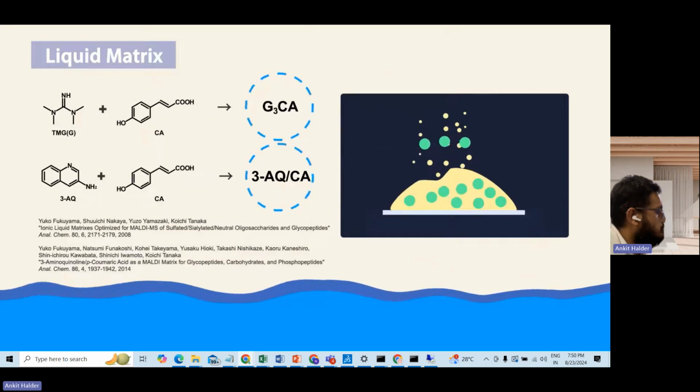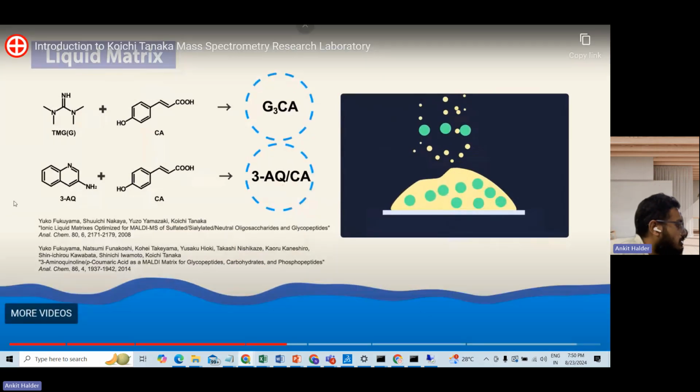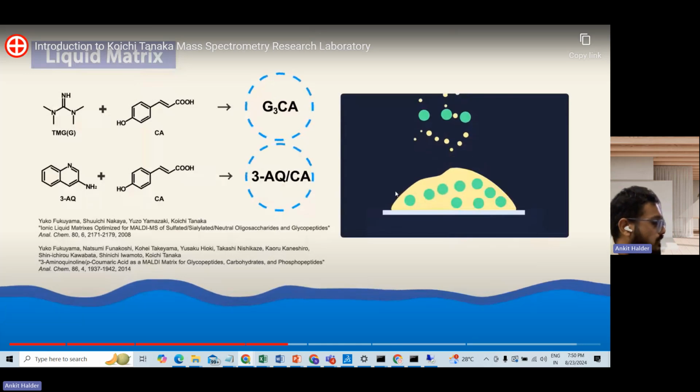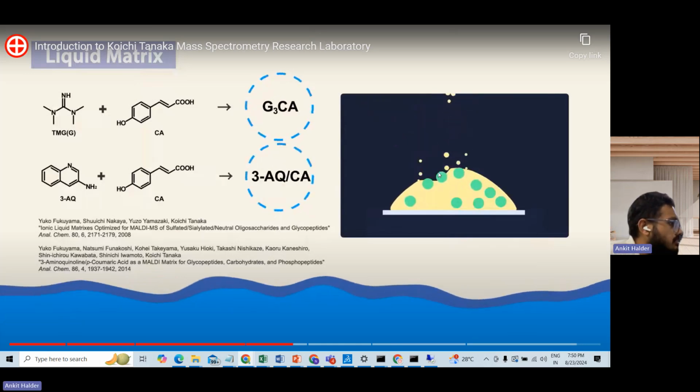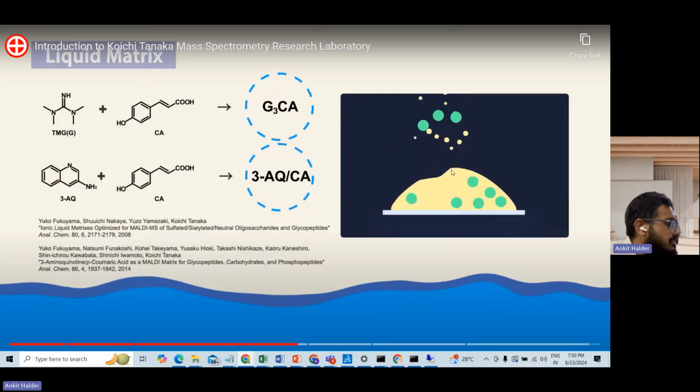So you can see these papers, also you can go here. Like 3-aminoquinone, P-fumaric acid as a multi matrix for glycopeptides, carbohydrates, and phospholipids. Ionic liquid matrices optimized for multi-MS, sulfated, saturated neutral oligosaccharides, and glycopeptides. Okay, so this is finally getting released.